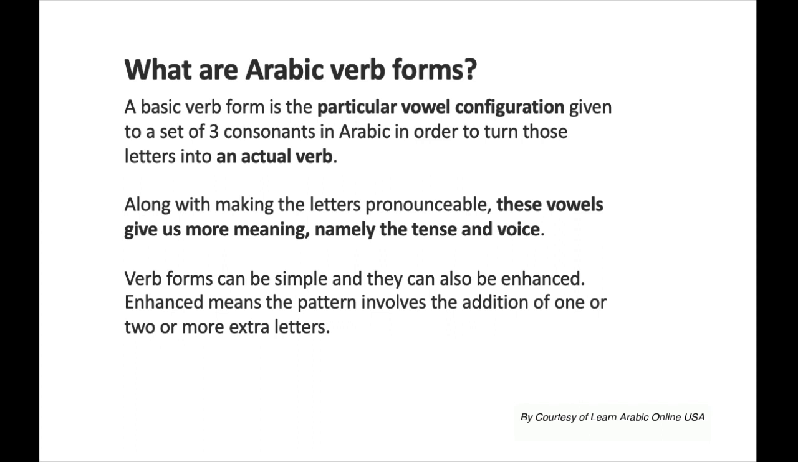Next question is, what are the Arabic verb forms? A basic verb form is a particular vowel configuration given to a set of 3 consonants in Arabic in order to turn those letters into an actual verb. Along with making the letters pronounceable, these vowels give us more meaning, namely the tense and voice.